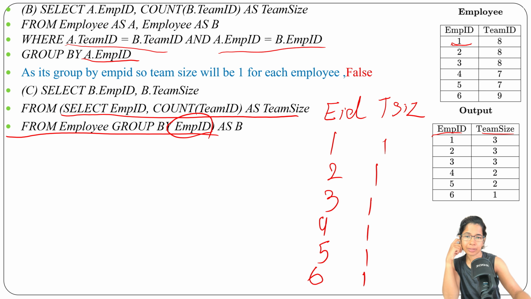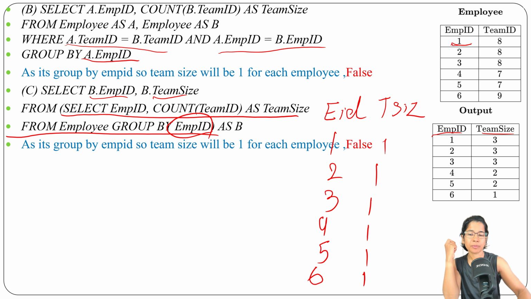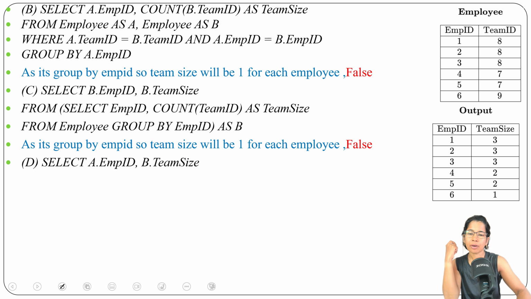Now this is the inner query output. Next in the outer query also employee ID and team size. So it will be the same. Due to the same reason, option B and option C are false as it's written group by employee ID. Next we'll check option D.